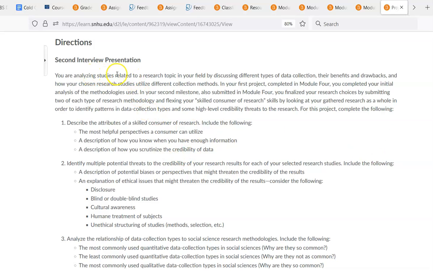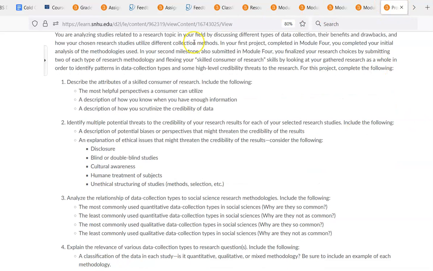So you are analyzing studies related to a research topic. Okay, we've got that. So what are you going to be doing? You're going to complete the following. Make sure you read slowly through these things here. Make a checklist. One of the things that helps me when I have to write these things is I put these at the top of each section, so I know that I don't lose points on what I'm supposed to address. Kudos to those people that do that. There's nothing wrong with that for these assignments.